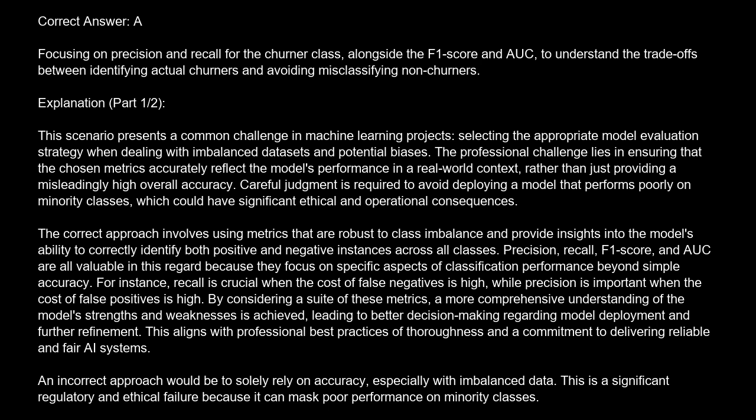Careful judgment is required to avoid deploying a model that performs poorly on minority classes, which could have significant ethical and operational consequences. The correct approach involves using metrics that are robust to class imbalance and provide insights into the model's ability to correctly identify both positive and negative instances across all classes. Precision, recall, F1 score, and AUC are all valuable in this regard because they focus on specific aspects of classification performance beyond simple accuracy. For instance, recall is crucial when the cost of false negatives is high, while precision is important when the cost of false positives is high.